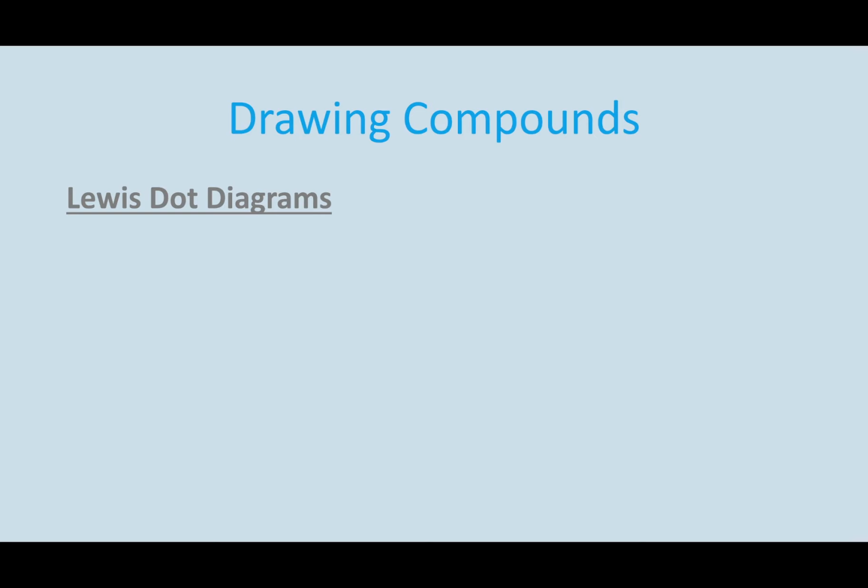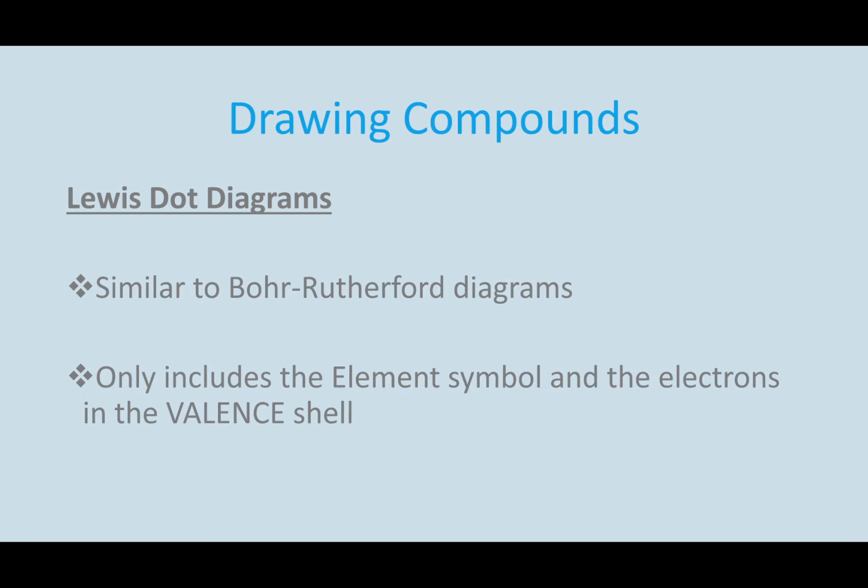What we're going to look at now is drawing the compounds. We're going to represent them and show how they're formed. We're going to do that by drawing Lewis dot diagrams. Lewis dot diagrams are a variation of the Bohr-Rutherford diagrams. They're a little bit easier and they're more specifically used for when we're drawing compounds. Like I said, they are similar to the Bohr-Rutherford diagrams that we've drawn in the past.